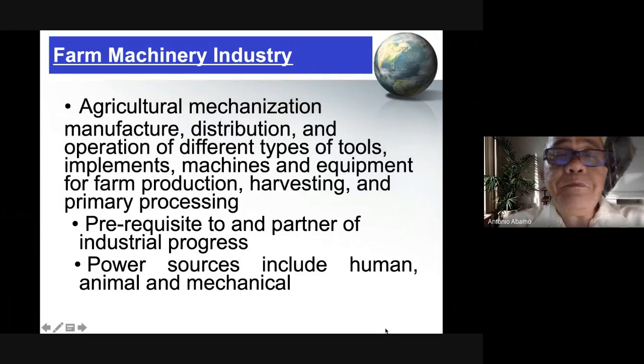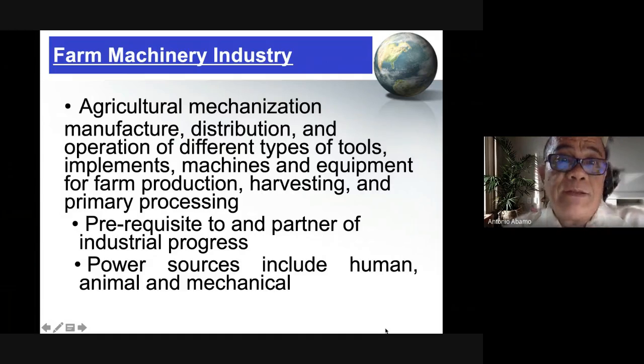Now, we have started on the inputs for primary production. We have discussed fertilizer. We have discussed labor. We have discussed irrigation. Today we will tackle another type of input, probably the last among the production type of input: the farm machinery, these prime movers or these machines and equipment used for farm production.